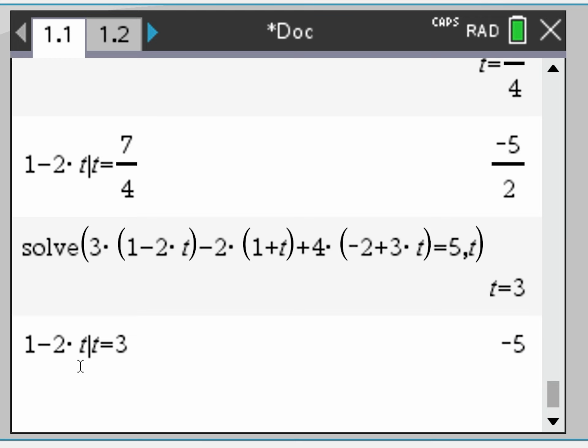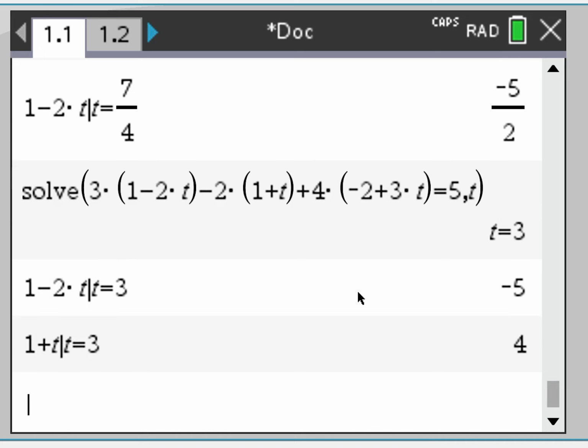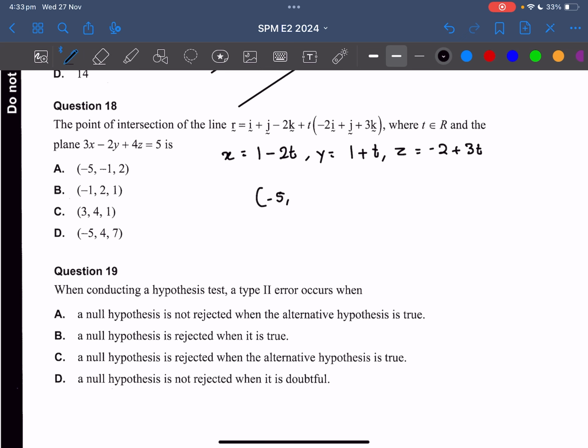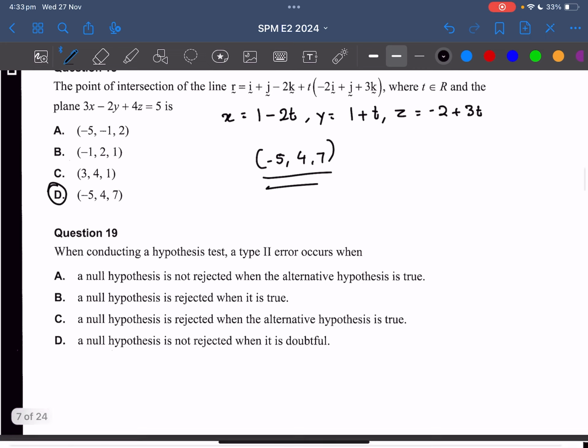Now let's do the same for y. So 1 plus t equals to 0, and t equals to 3. And then the last one, minus 2 plus 3 times t, and t equals to 3. So our coordinate will be -5, 4, and 7. So I think this should be option D over here.